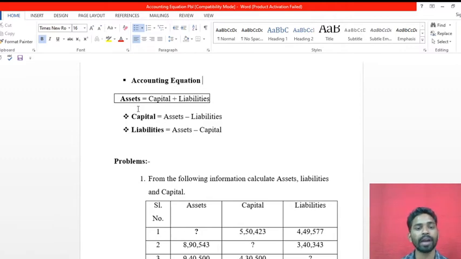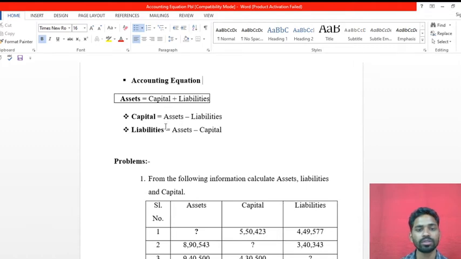Keep in mind, this is the accounting equation: assets is equal to capital plus liabilities. It can also be shown like this: capital is equal to assets minus liabilities, or liabilities is equal to assets minus capital. So this is the accounting equation.